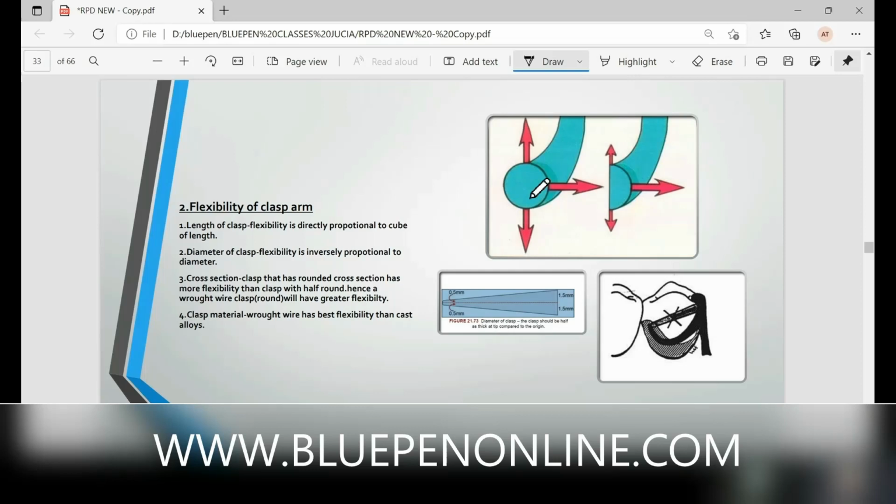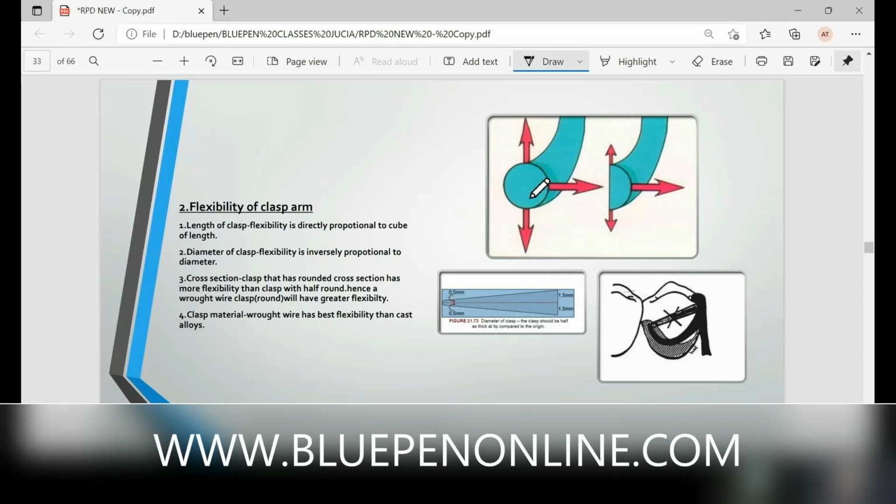A metal wire having much more diameter, which means it's the thicker one. If it is much thicker, what does that mean? Flexibility will definitely be less. That will not be flexible. It will be really hard. So that's diameter. If diameter is more, flexibility will be less. That is inversely proportional.